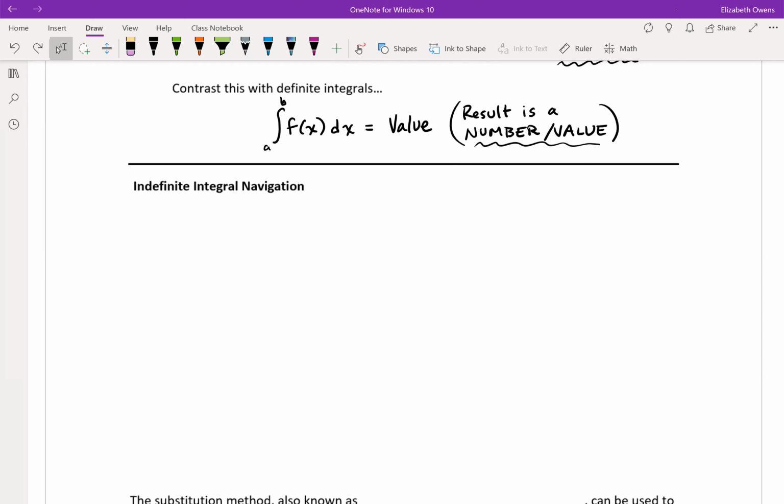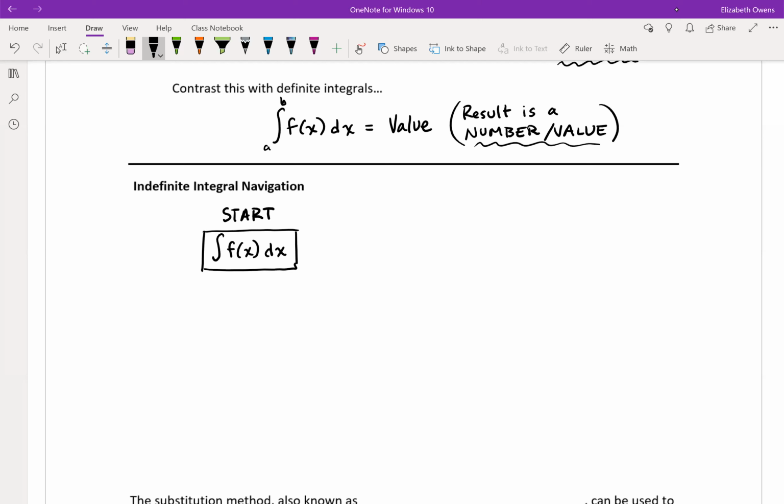But for indefinite integrals, we need to do a little bit of navigation. We are going to make a little map, kind of like Google Maps or something. We're going to start by being given an integral problem, the indefinite integral of f of x dx. So that's our starting location.